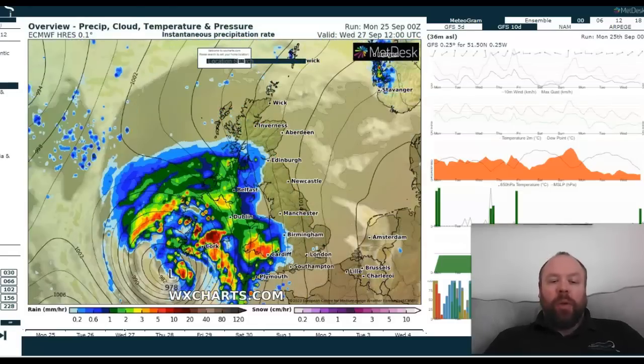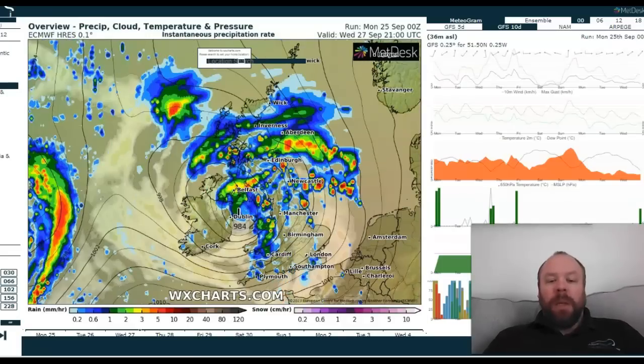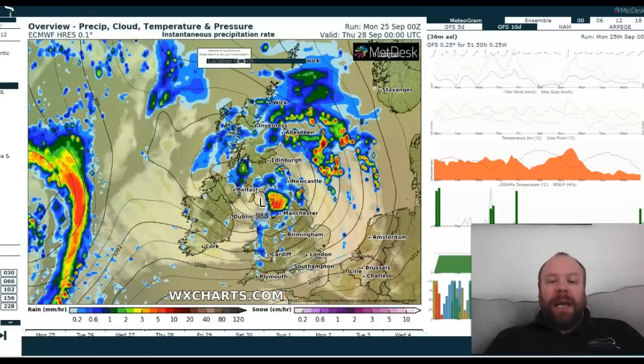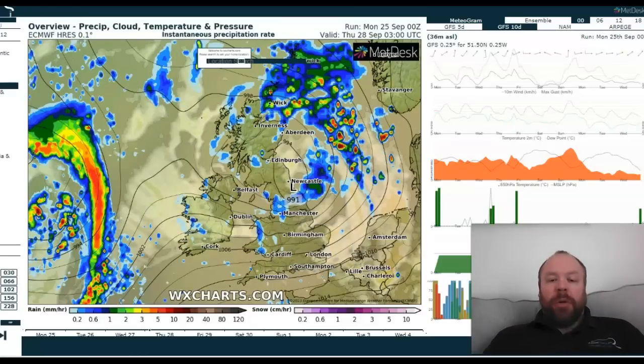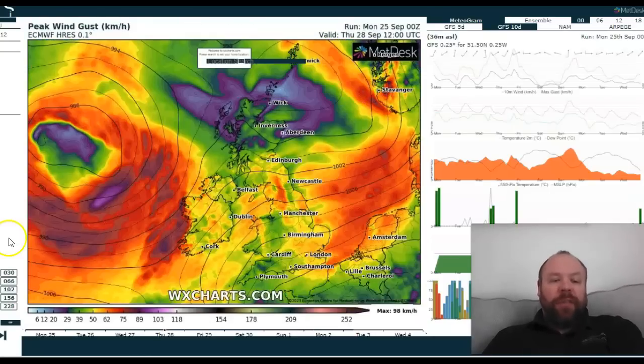And then in comes that deep area of low pressure here, sweeps right across Cork, up through Dublin, over the Irish Sea, and then it looks as if it's going across the north of England here, and it could have a spell of heavy persistent rain followed by blustery showers. If we look at the wind here, you can see the wind gust potential from this system.